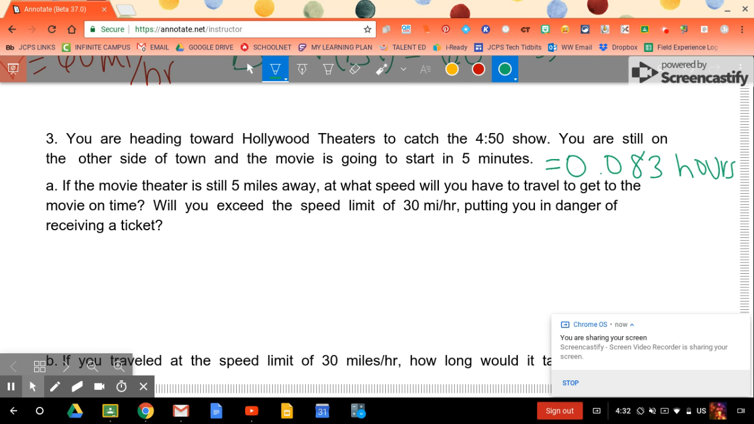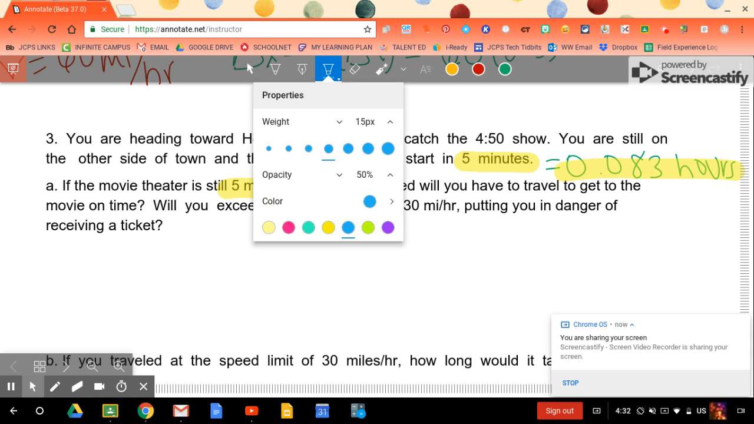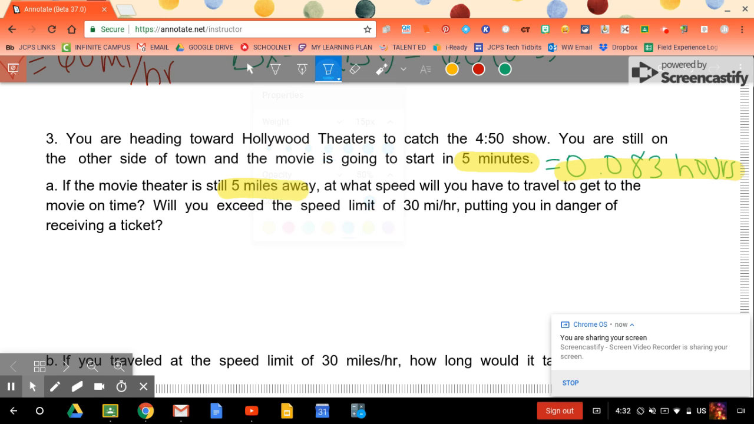So we're given our distance of 5 miles, and we know that we have 5 minutes, or 0.083 hours, to get to the movie. We have to calculate our speed, and then we compare it to our speed limit of 30 miles an hour, and we have to see, are we putting ourselves in danger or not? So in looking at this, we do our GUESS method again.